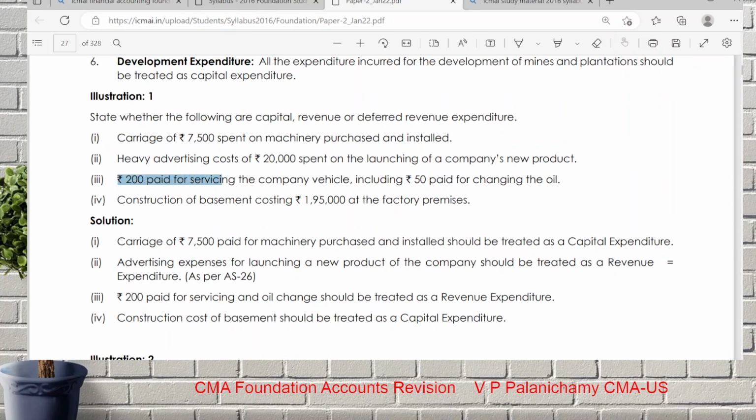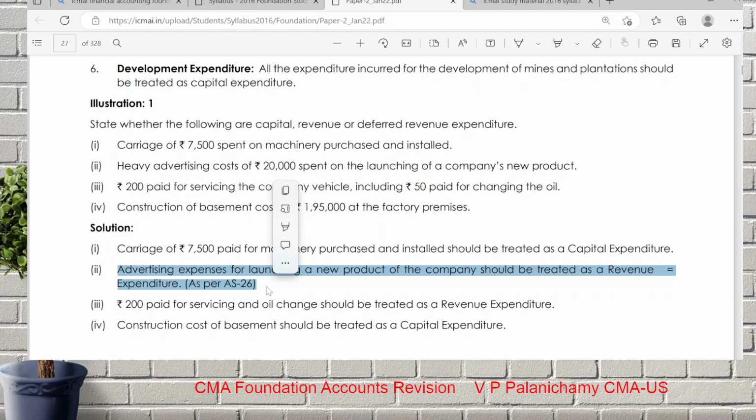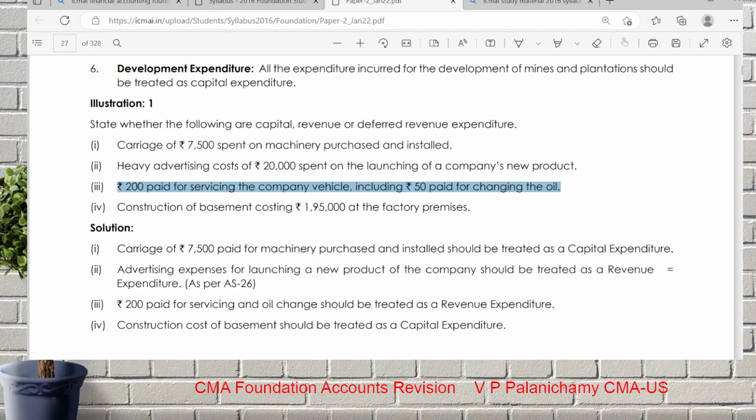Then 2,000 spent for servicing the company's vehicle, 50 for changing the oil. Actually, the advertisement expense, in accounting standard 26, should be treated as revenue expenditure. But in your exam they have given options. For example, they've given options capital expenditure, revenue expenditure, capital receipt, revenue receipt. If they give these 4 options, what will you choose? Revenue expenditure. Suppose one more option, deferred revenue expenditure is given, choose which one? Deferred revenue expenditure. Rupees 200 paid for servicing the company vehicle and 50 for changing the oil. Revenue expenditure. Maintenance expense, revenue expenditure.